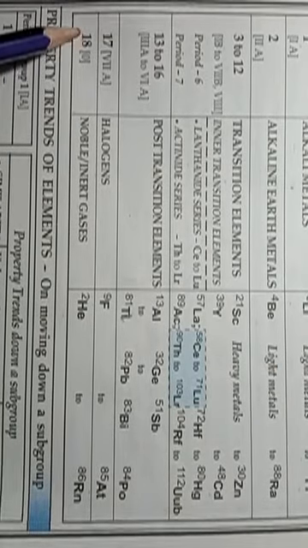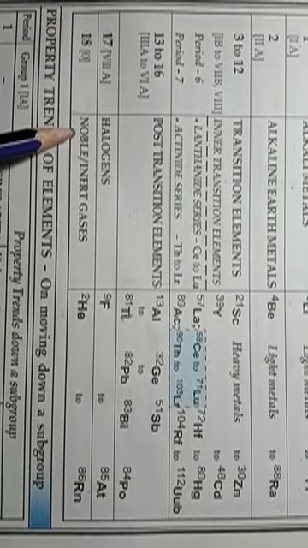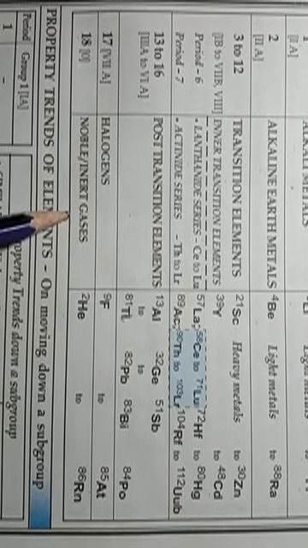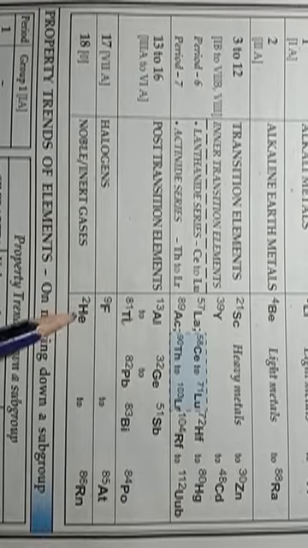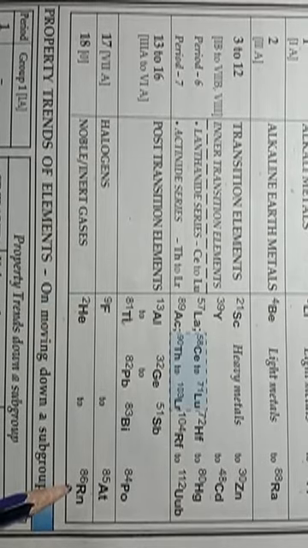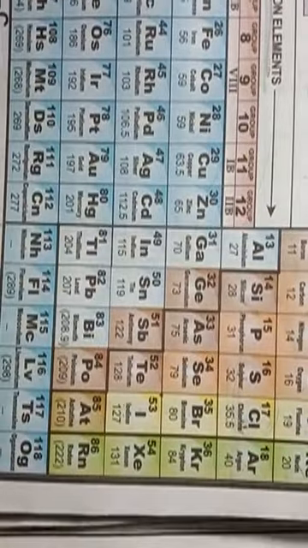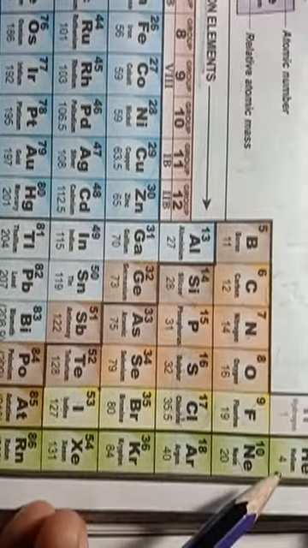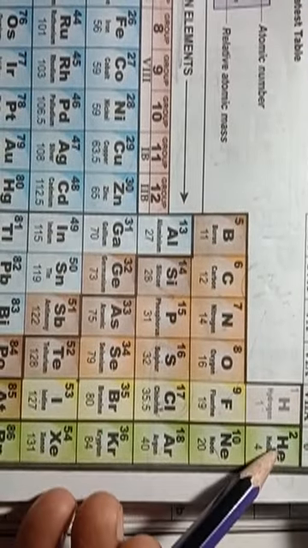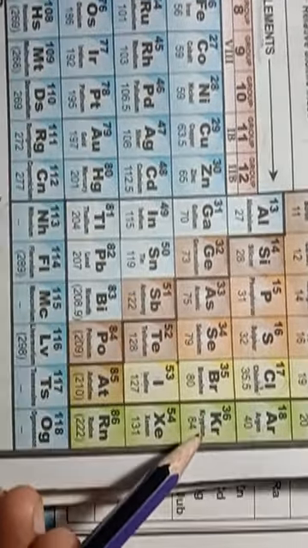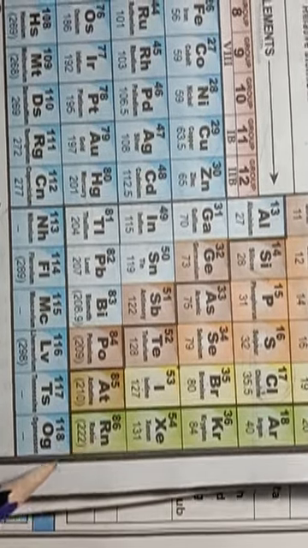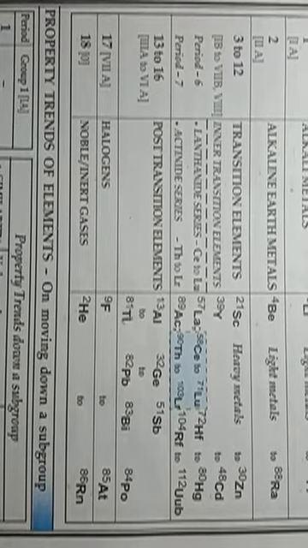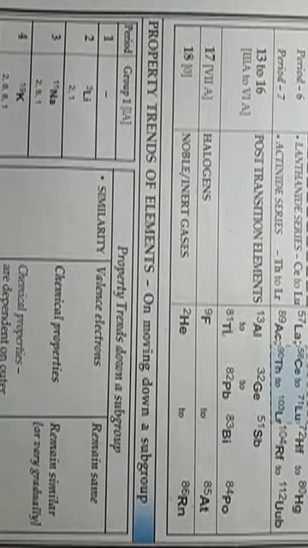Then the last group is the 18th group. The elements are known as noble gases or inert gases. This group starts with helium, and the last element of this group is radon. Helium is the first element of this group, you can see here, and the last element is radon. So this is the description of the groups of the long form of the periodic table.